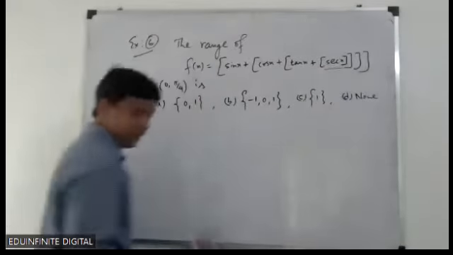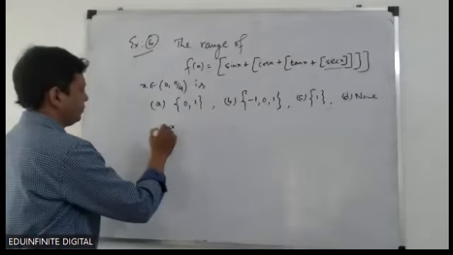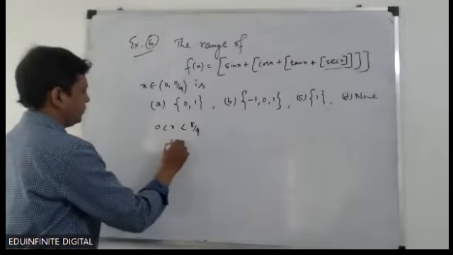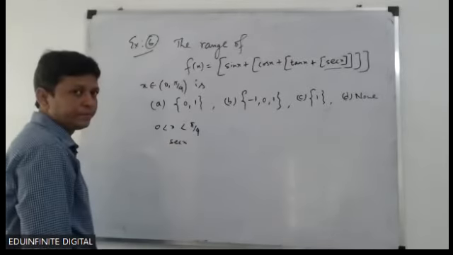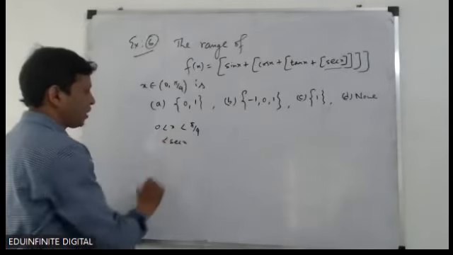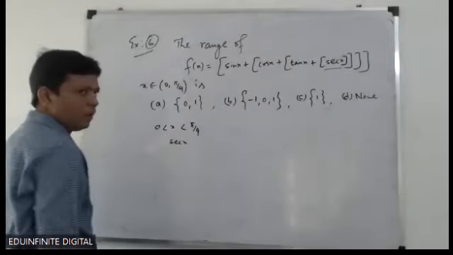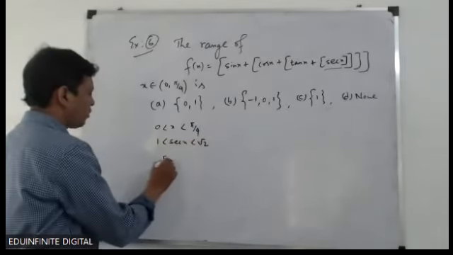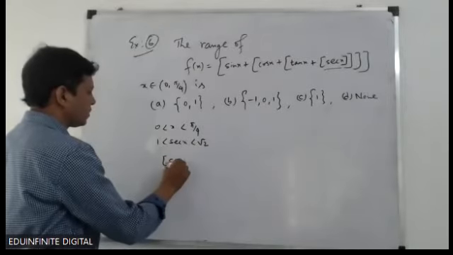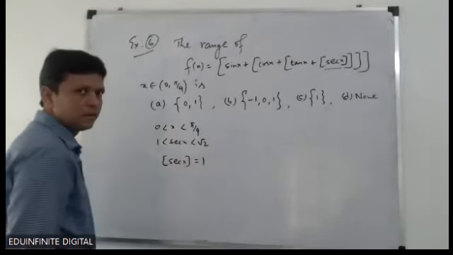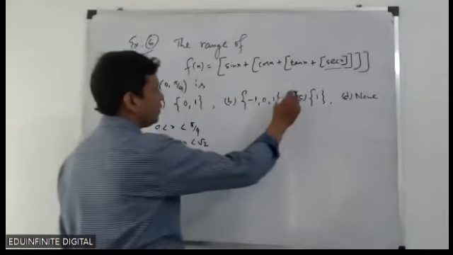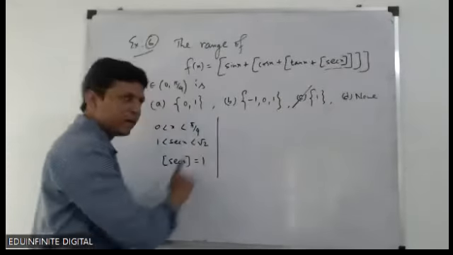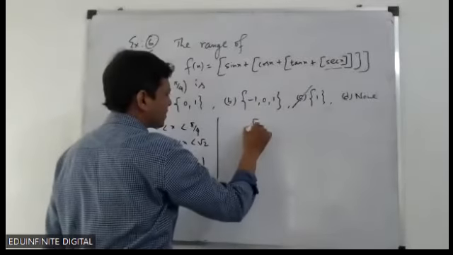First part, sec x. What is your sec 0? 1. What is your sec pi by 4? Root 2. So what is your box sec x? 1. Sir, will it be option C? Yes. It will be 1 in any case. Clear? Now let's calculate box tan x.